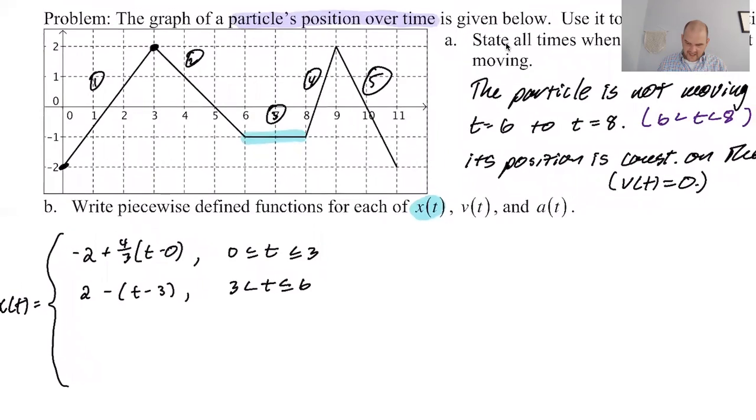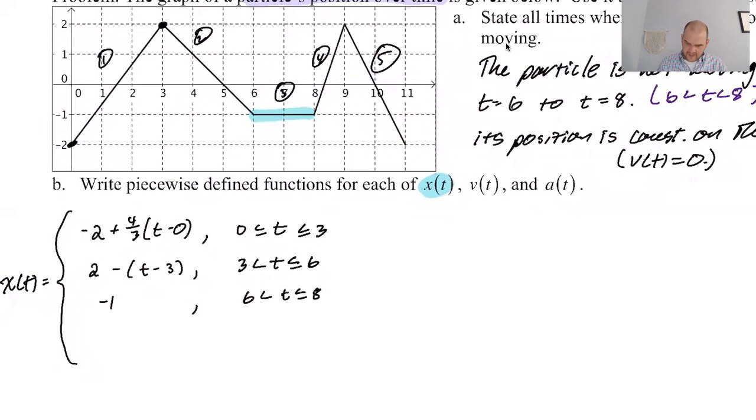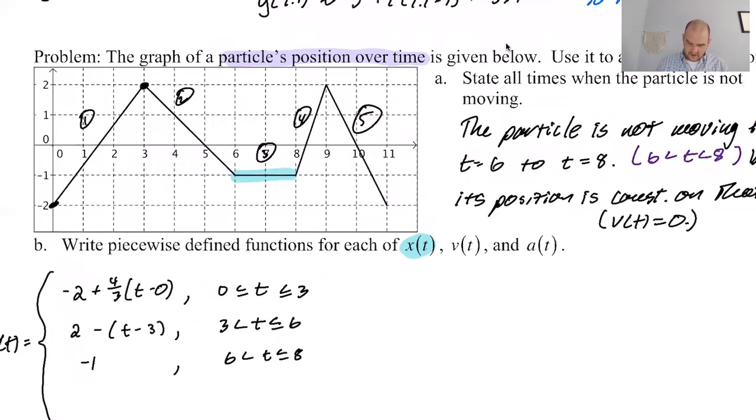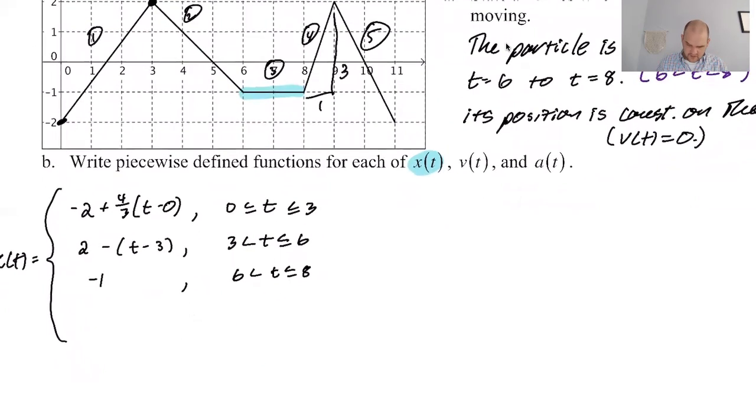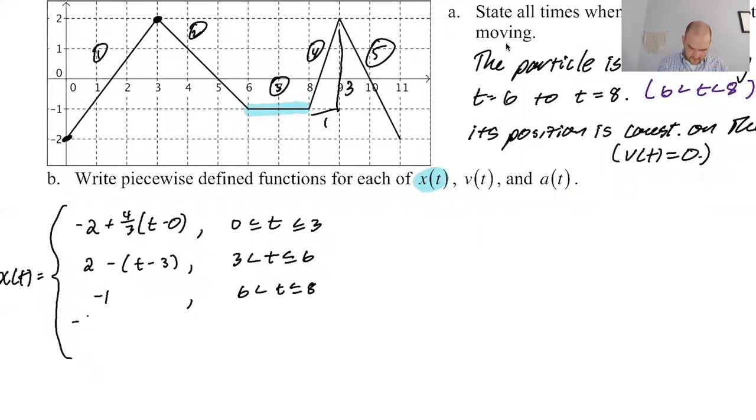From 6 to 8, we know that the position is -1, so it's just going to sit there at -1. We already used 6, and we'll use 8 this time. From 8 to 9, the slope is 3 because you're going up 3 and over 1. So the slope is 3. I'm going to use the point 8, -1, so it'll be -1 plus the slope is 3, t minus 8, and that's valid between 8 and 9.